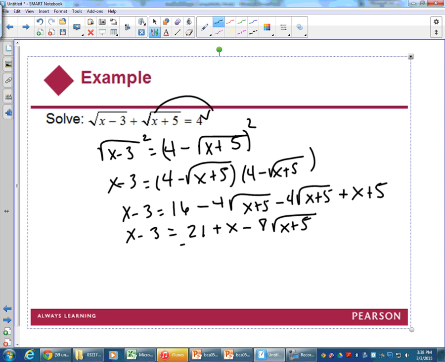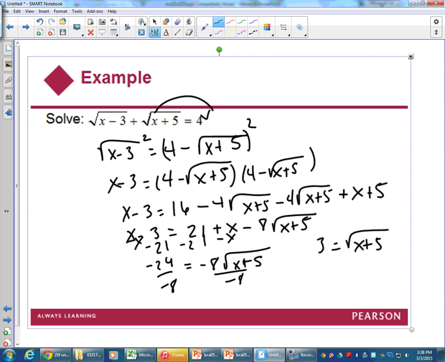Subtract 21. And that makes negative 24, subtract x, and that's just gone. And so I'd have negative 24 equals negative 8 square root of x plus 5. Divide by negative 8. So I get 3 equals the square root of x plus 5. Square both sides. I get 9 equals x plus 5. Subtract 5, I get x is equal to 4.